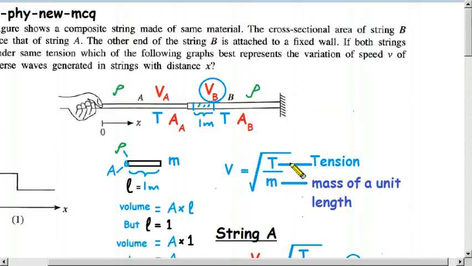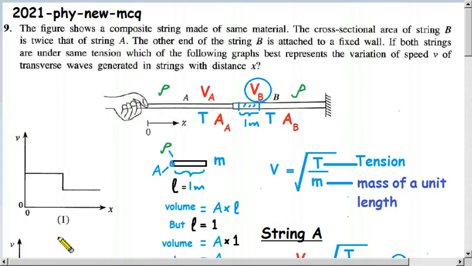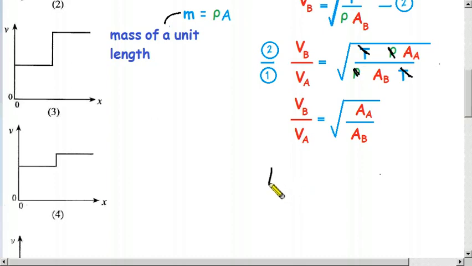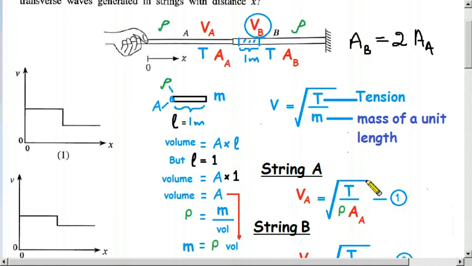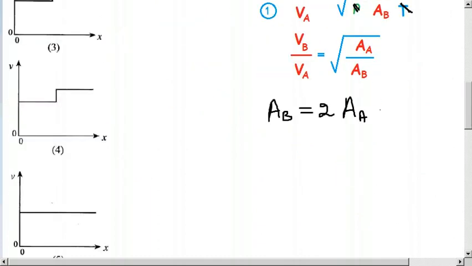Now, in the question they have given that the cross-sectional area of string B is twice that of string A. That means the area of string B is twice the area of string A. So we can write here A small b is equal to 2 times A small a. B is bigger.